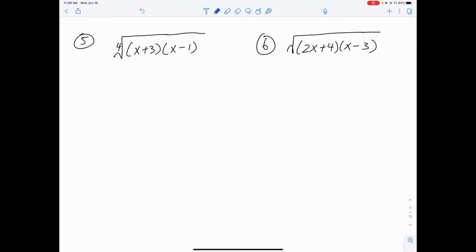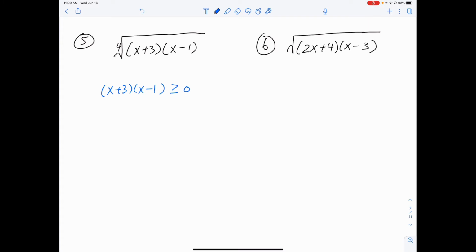So once again, let's take a look at number 5. It says the fourth root of, in brackets, x plus 3, and then times in brackets, x minus 1. Fourth root is even, so that means we do have a restriction. So therefore we need to set the inside, the radicand, which is the x plus 3 times x minus 1, to be bigger than or equal to 0. Now this part gets a little tricky for some people. So here's a method that we used in order to solve questions like this.